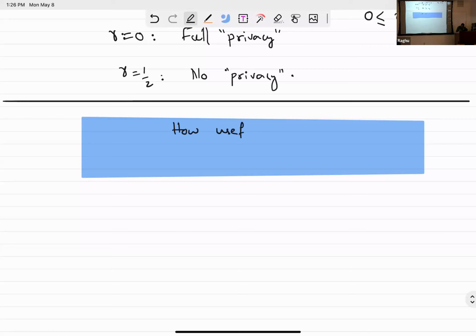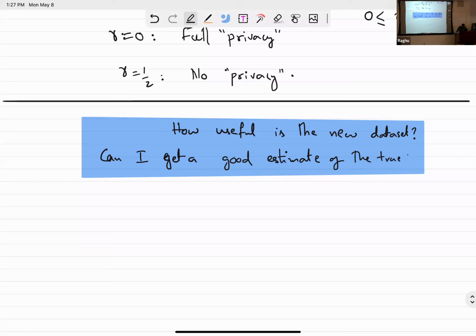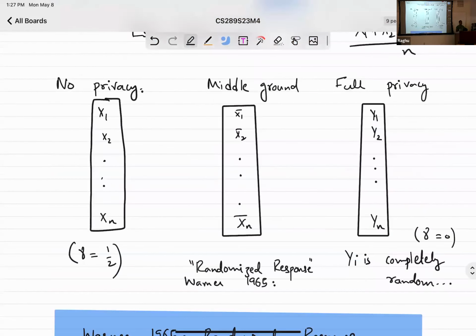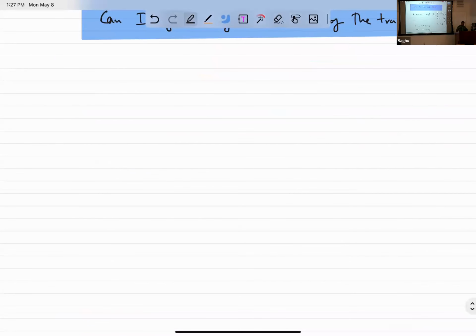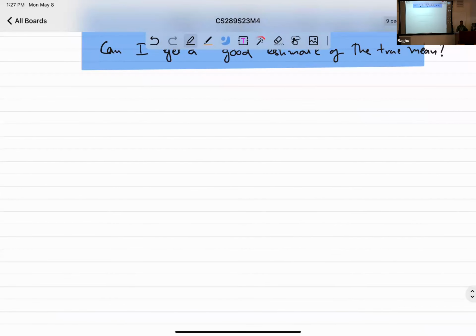Okay. So how useful is the new data set? Well, can I get a good estimate of the true mean? Okay, and as was suggested, we should not just compute the average of this xi bar. We had to do some correction because you added this noise. So to figure out how to correct, and let's assume you know the gamma, how would you correct?